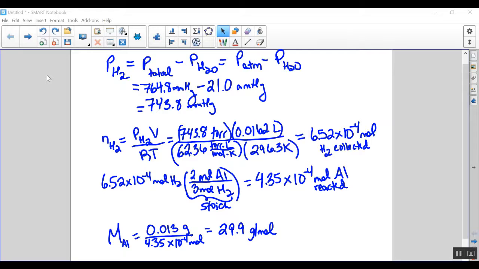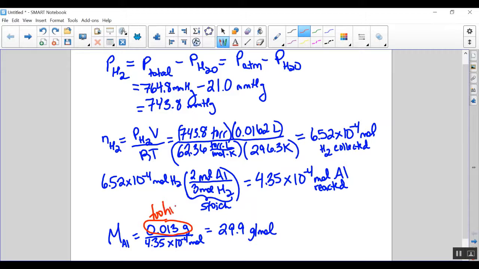If your aluminum did not fully react, and you can look at this in different ways in the experiment, but one way you could look at it is saying that, well, this number is not fully reacted. That doesn't represent the sample that fully reacted. This number is going to be essentially too high, so that would make your molar mass too high. So the molar mass, in fact, should be lower, and that could be a source of error in this experiment.